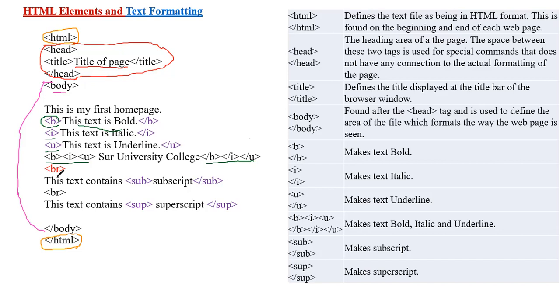How about the BR? BR is for going to another line. If you don't write BR here, after finishing this, the text will continue on the same line. So you have to put the BR here. BR stands for break, and it goes down one line.